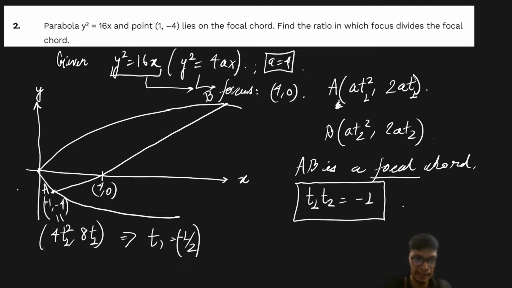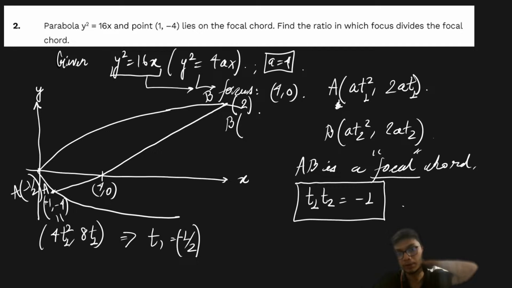So if point A has the parameter t as -1/2, then definitely my point B is going to have the parameter 2, because t1 into t2 is going to be equal to -1 since it is a focal chord. I hope this part is clear now. With this I can define the point B. So the point B is going to be (16, 16).